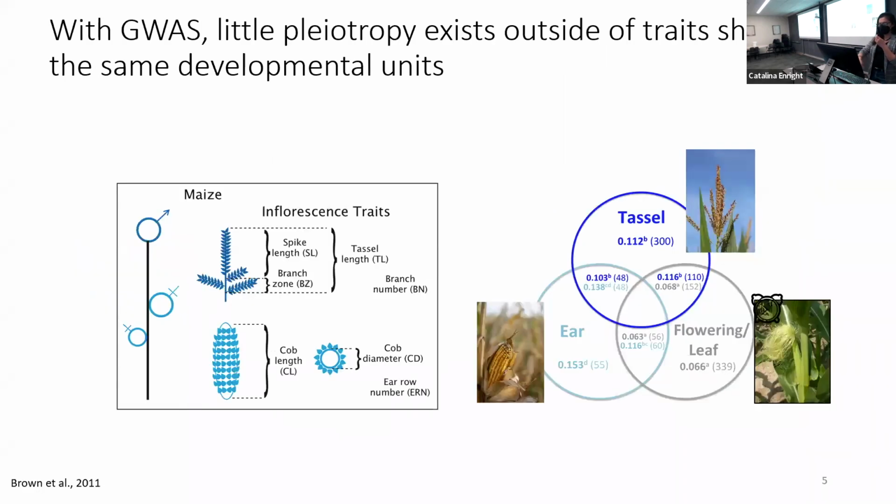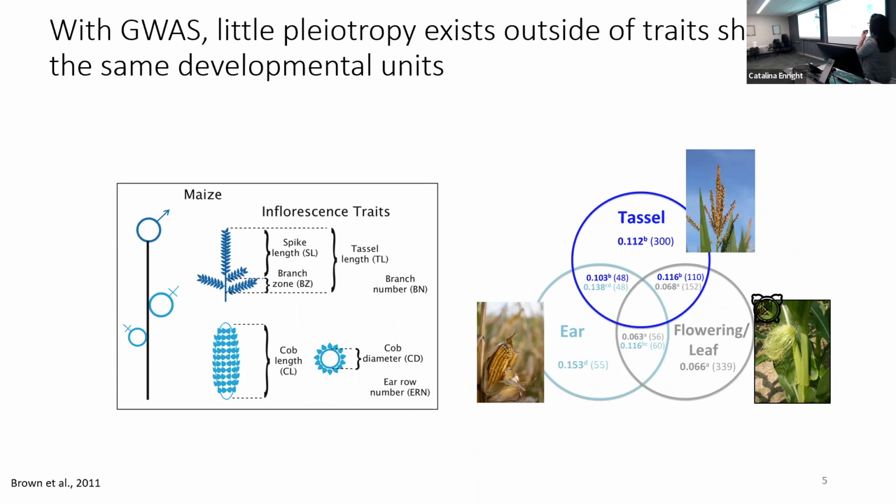And so there was this assumption in the early 2010s that with more genotypes and with more phenotypes and association mapping, we'd be able to find more pleiotropy. And so this is one of the first stabs at that, looking at pleiotropy in inflorescence traits and flowering time, and found that essentially there were no shared loci between all three traits.